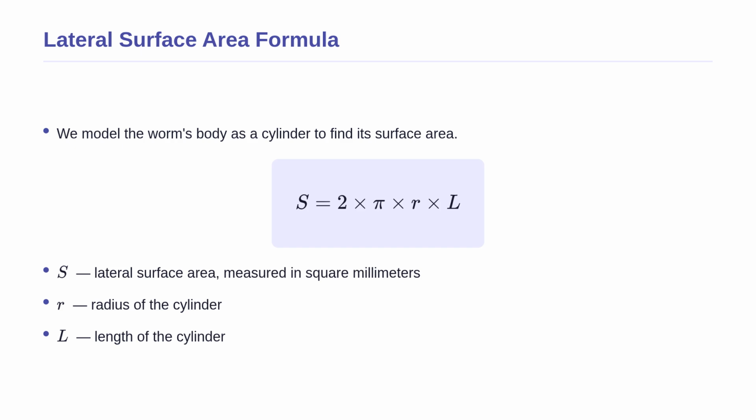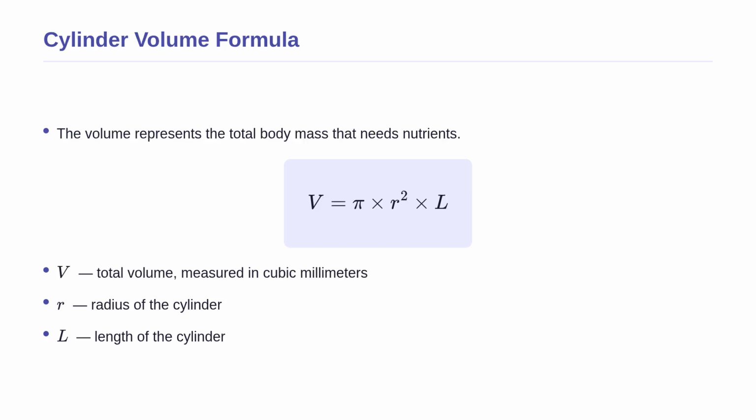If the radius or length increases, the surface area increases linearly. This exposed area is the only way a tapeworm can feed itself. While the surface area absorbs food, the internal body mass consumes it. This brings us to our second geometric formula, which calculates the total volume of the cylindrical body, represented by V. Again, R is the radius and L is the length.